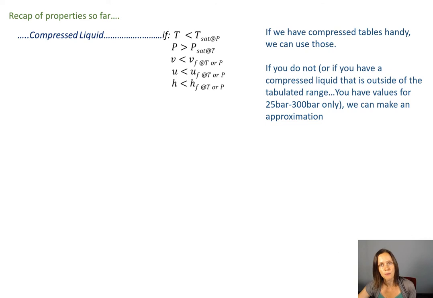Now, if you have your compressed tables handy, you can absolutely use those. But you'll notice that you've only got one sheet of data, and it only covers a pressure range of 25 bar to 300 bar. If you're outside that range, it doesn't mean that you're not compressed, it just means that you don't have data for that. So you can either extrapolate, which could cause a lot of error depending on how close you are to the data that's actually in that table, or you can make an approximation, and that's typically what we do.